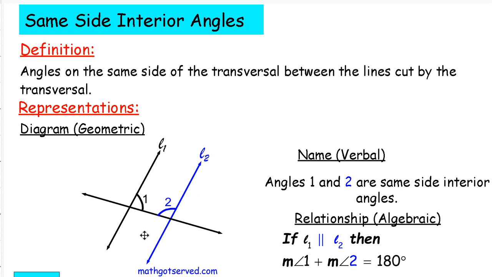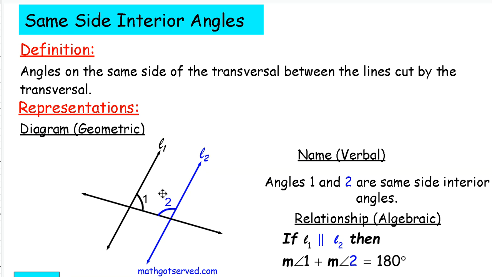Okay, now what's the special relationship here? Now, if lines 1 and 2 are parallel, then angles 1 and 2 are going to be supplementary.